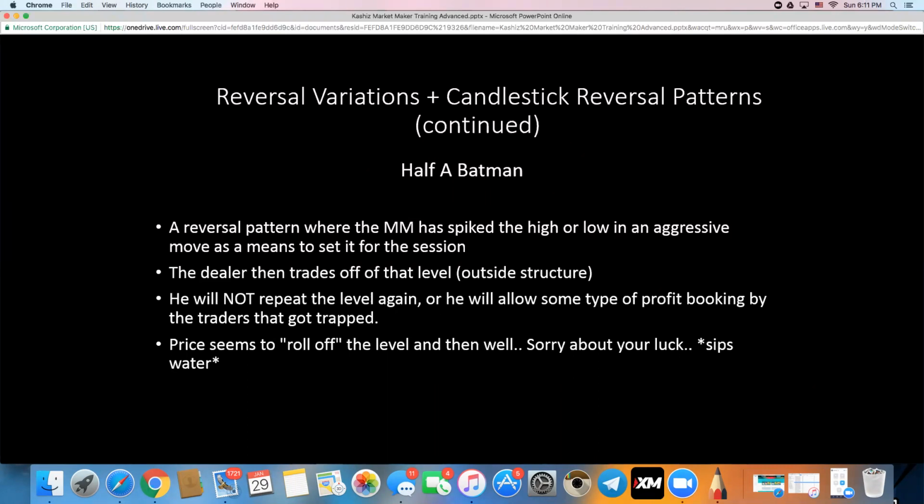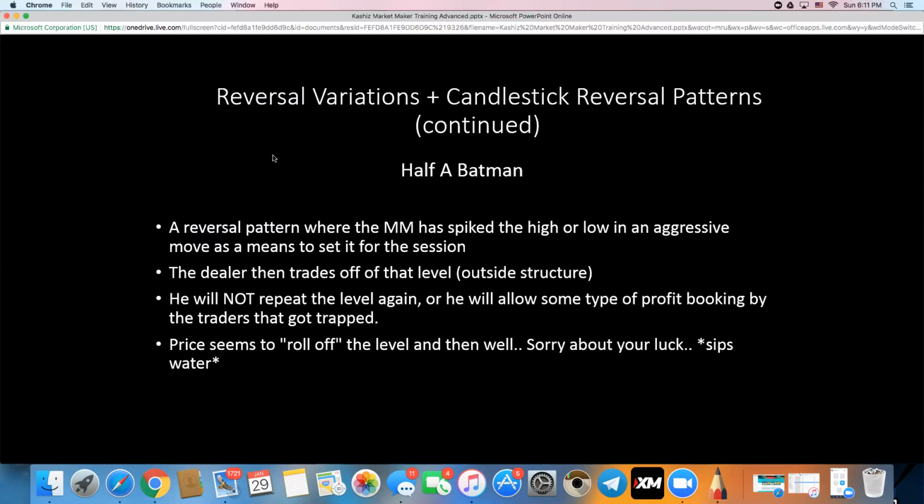A reversal pattern where the market maker has spiked the high or low in an aggressive move as a means to set it for the session. The dealer then trades off of that level. It makes an outside structure, I'll talk about that in a bit. He will not repeat the level again, or he will allow some type of profit booking by the traders that got trapped.